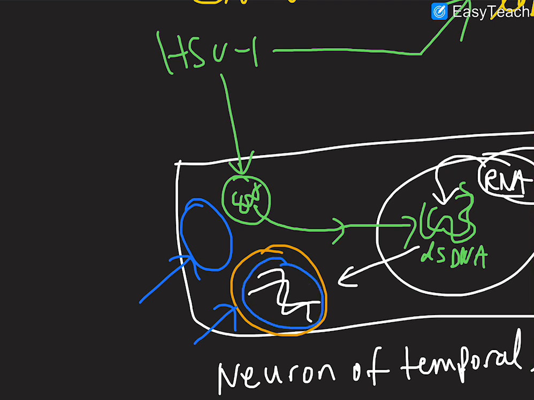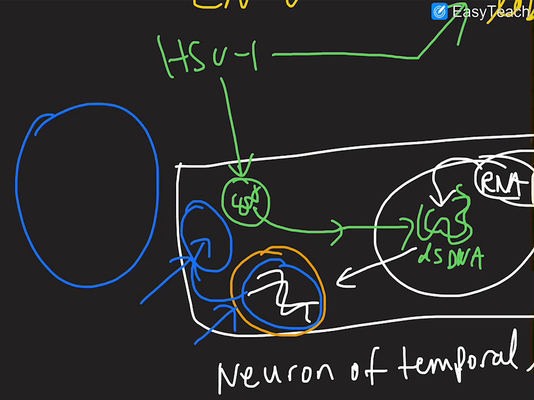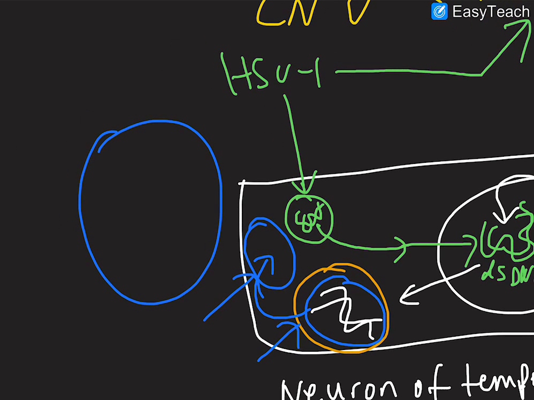So if we had an endosome here and we fuse this autophagosome with this endosome, then that means that this double-stranded RNA can get into the endosome. And what's present inside endosomes, right? As we already know, toll-like receptor 3, okay?